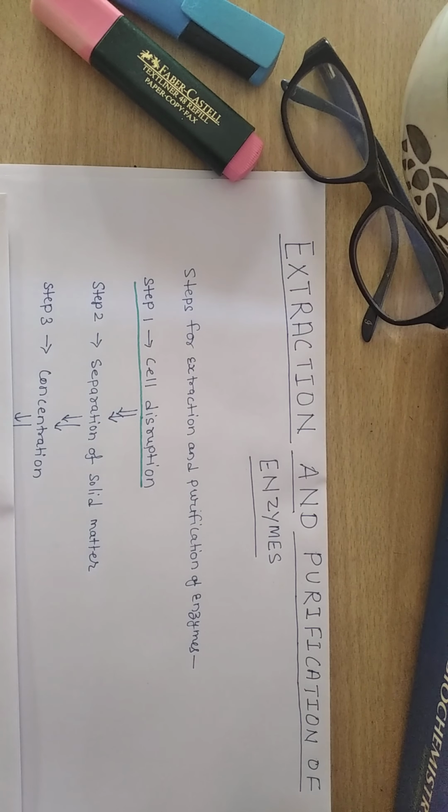Enzymes are thermolabile, hence heat treatment should be done for a short time. Precipitation of enzymes is done by salts, for example ammonium sulfate, polymers, example polyethylene glycol, organic solvents, example ethanol or acetone, and isoelectric points.